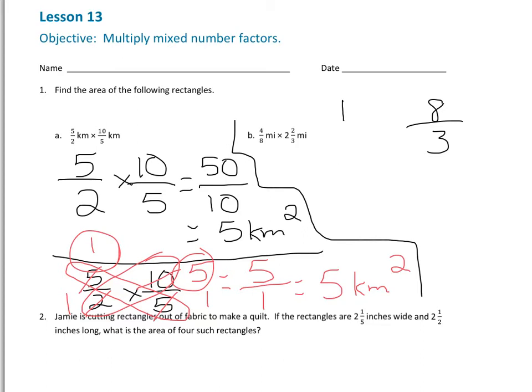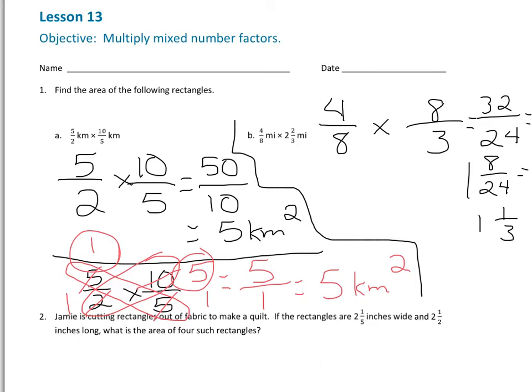Now we can bring up 4/8 and you can multiply. 4 times 8 is 32. 8 times 3 is 24. 24 can go into 32 one time. 32 minus 24 is 8. And then you'd have 8/24, and that can even be simplified down to 1 1/3, because 8 can go into 8 once, and it can go into 24 3 times.